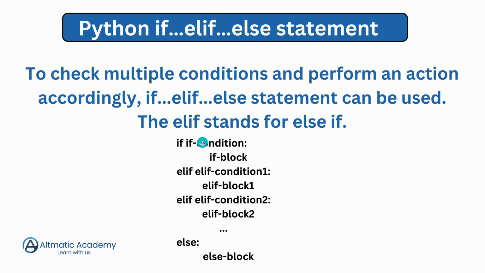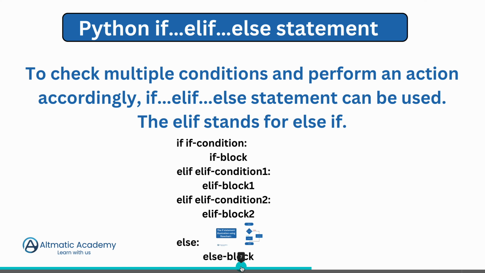If this condition is true, it will enter the if block. If this is false, this will check here elif. If this condition is true, it will go here. If this is also false, this will go here. If this condition is true, this elif block will be executed. If this is also false, my else will be executed, right? So this is the format of multiple else if, right?